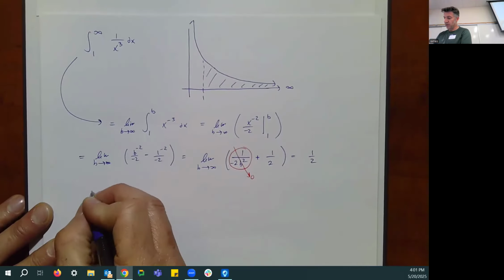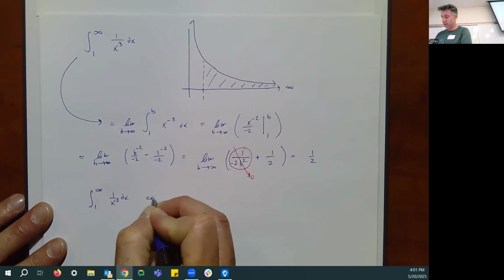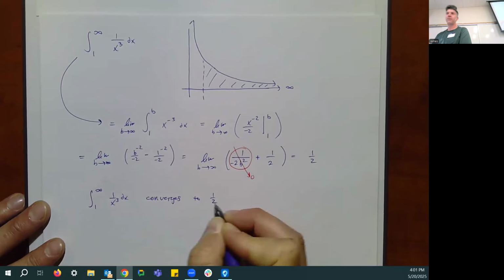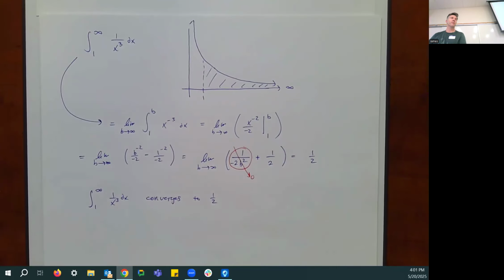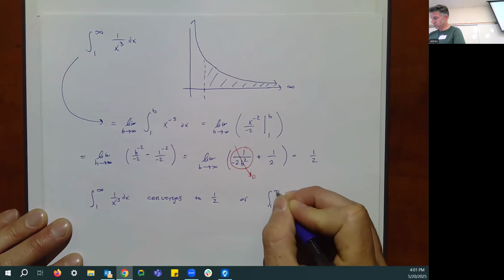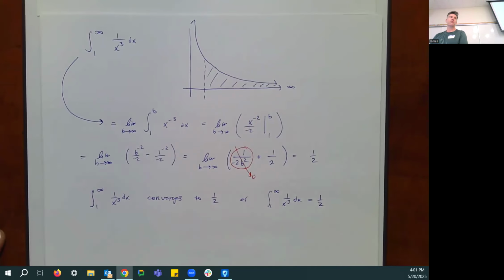So we would say that the integral from 1 to infinity of 1 over x cubed dx converges, and it converges to the value 1/2. Or you could just say it's equal to 1/2, and everyone knows you mean it converges to 1/2. Those mean the same thing, just one is wordier than the other.